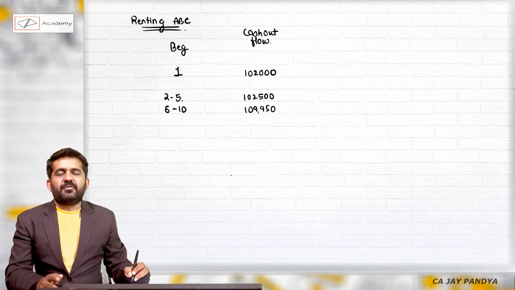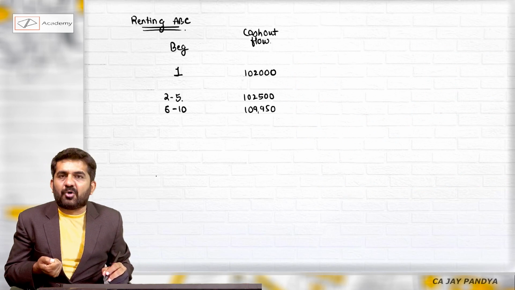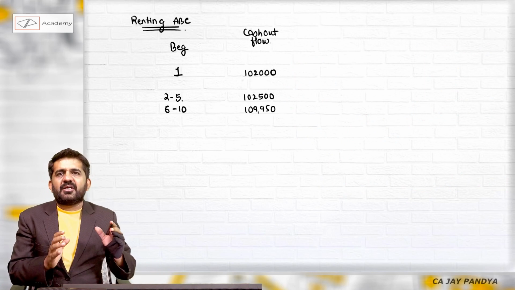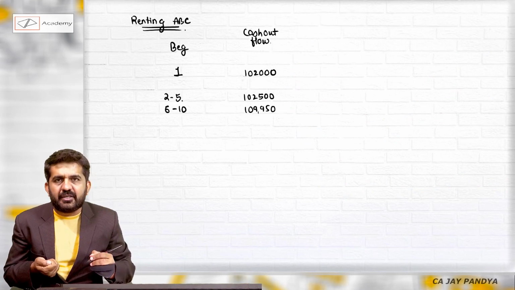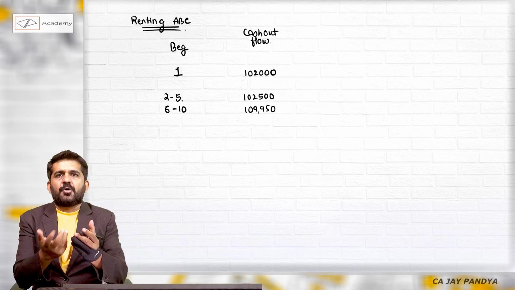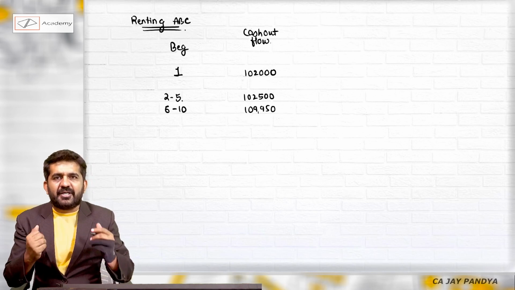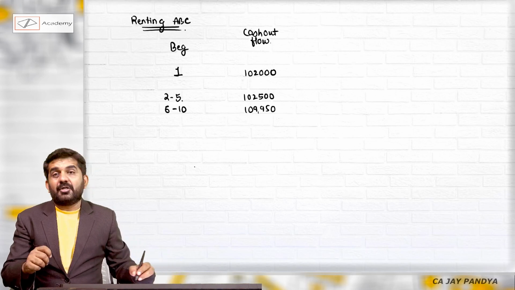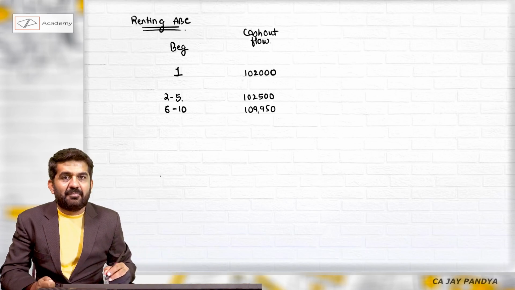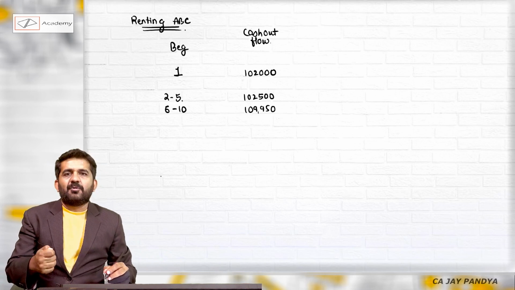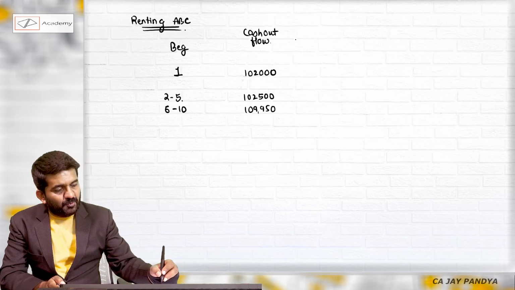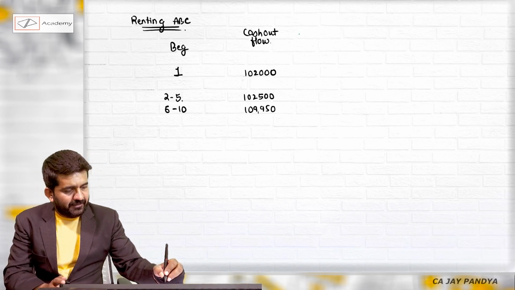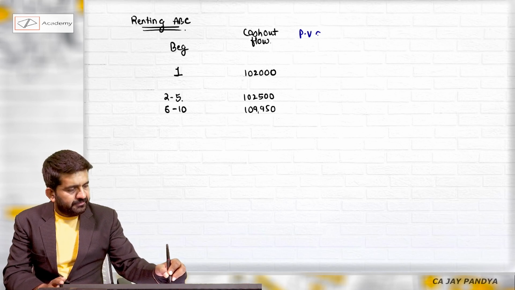We are not going to terminate the contract. If the rent agreement is for 10 years, we are not going to cancel it in between. So we can take this cash outflow directly, but finding the present value here will be difficult. Why it will be difficult, I'll tell you. You will have to use a present value factor in a logical manner.